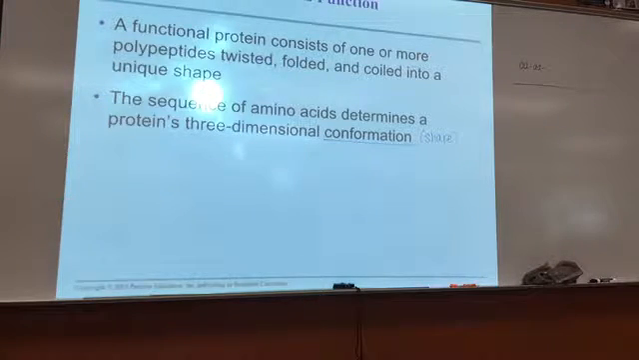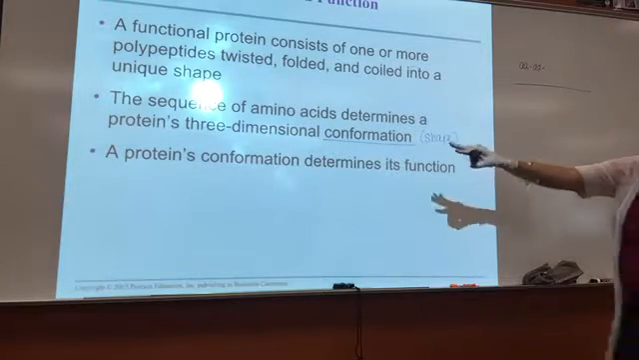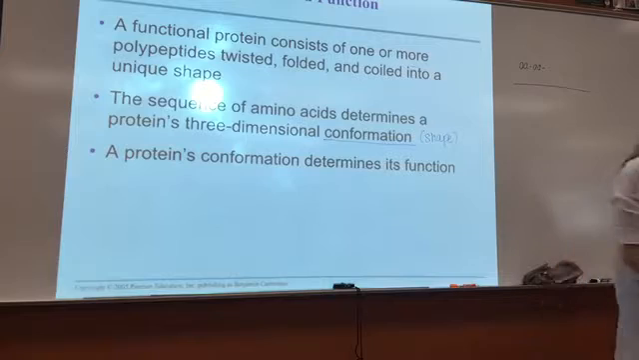So what happens is that sometimes if you change the order of the amino acids, it won't twist and coil the same way, which will change the shape, which will make the protein not work. All right. So the order of amino acids is really important so that they twist and coil in the right way, so they do have the right shape. For instance, the enzyme sucrase has the right shape to bond with sucrose. So a protein's conformation or shape determines its function. So it's very, very important.